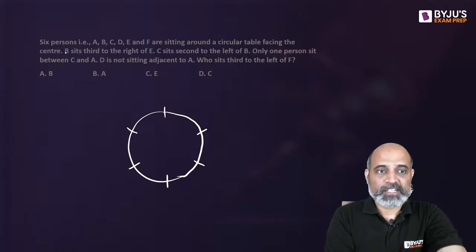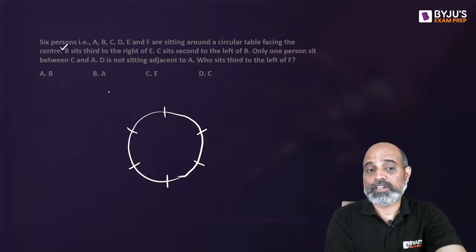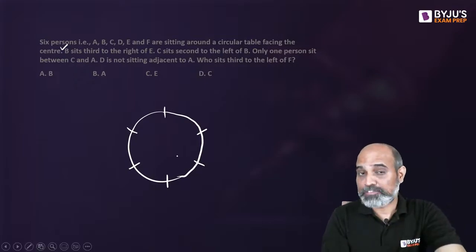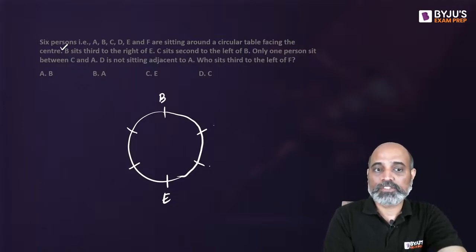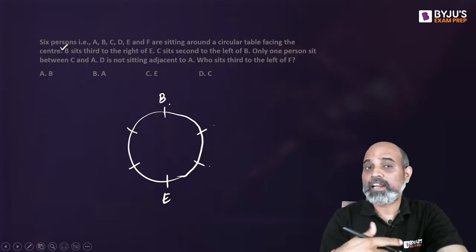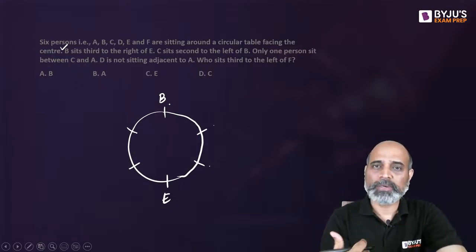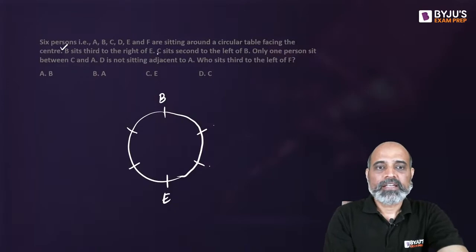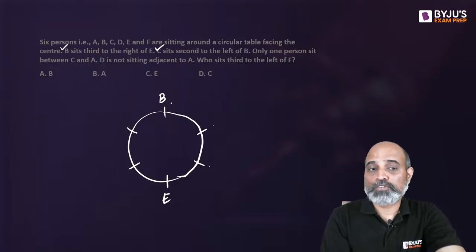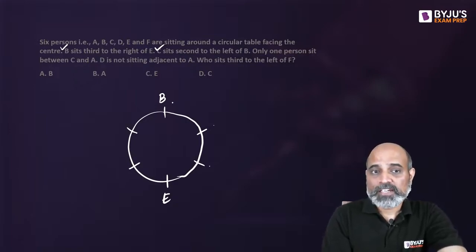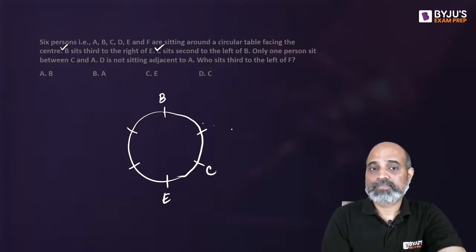Now, the first statement says B sits third to the right of A. So we need to place E first. Suppose if I place E first, then third to the right of E, first right, second right, third right. So this is where B is going to be seated. Third to the right, या third to the left, 6 लोगों में, it will be diametrically opposite, right? Next, C sits second to the left of B. We already have B, right? So B ka left is what we want, and that is second to the left. So first left and second left, this is where C is going to be seated, right?